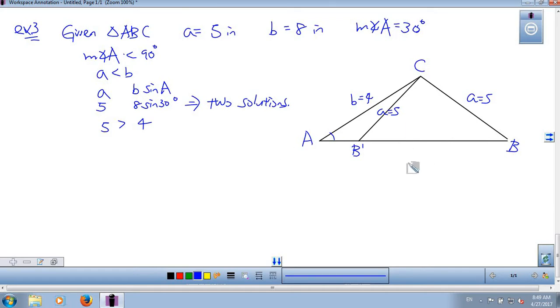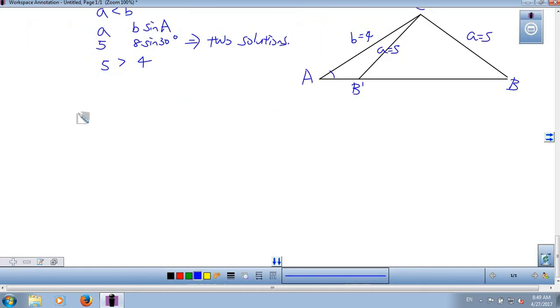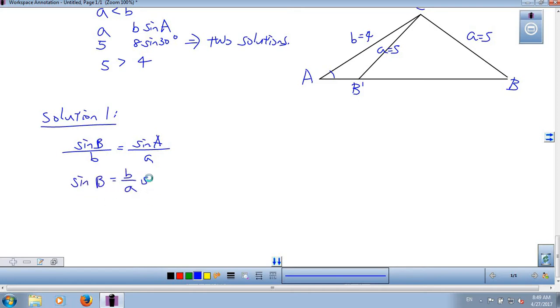So let's solve for the first solution first. In solution 1, we're going to solve for B as an acute angle. How do I solve for angle B? Well, you remember sine of angle B divided by b is equal to sine of angle A divided by a. So sine of angle B is equal to b divided by a times sine A. So the measurement of angle B is equal to the arc sine of b over a times sine A. So let's plug in the numbers.